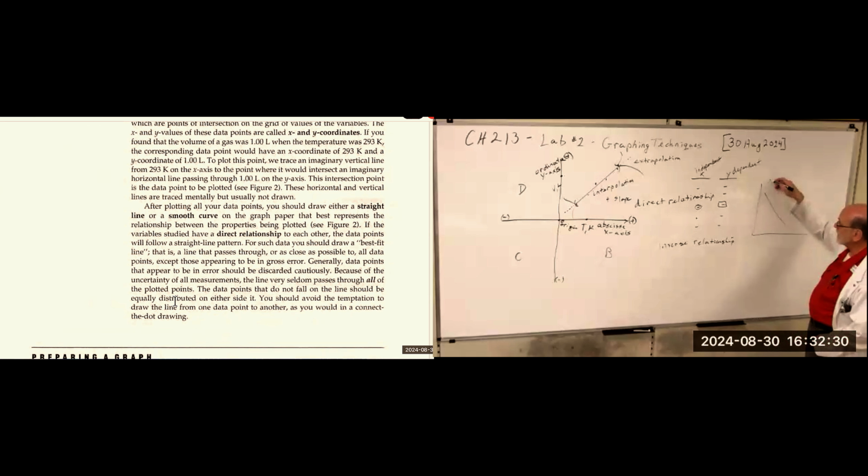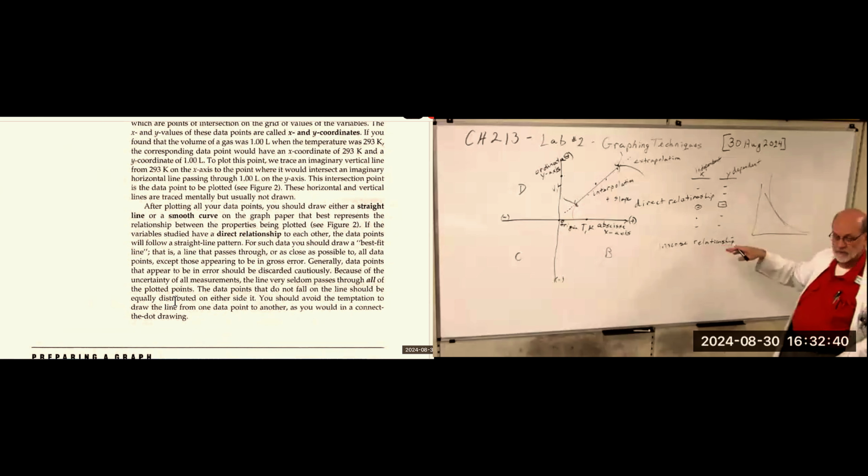Or even if you have a curve like this, wherever that line is tangent to the curve, it's a negative slope. So that curve itself is an inverse relationship.